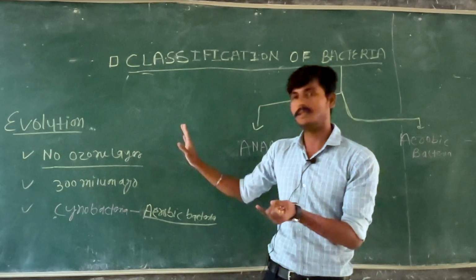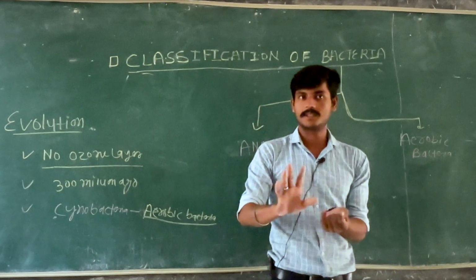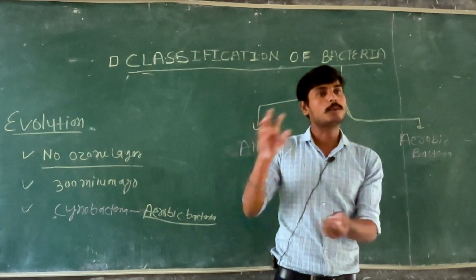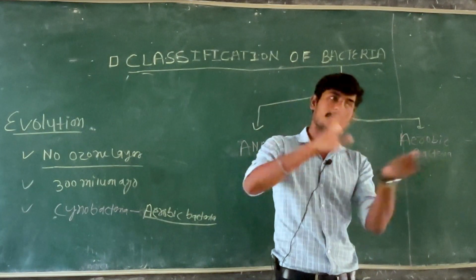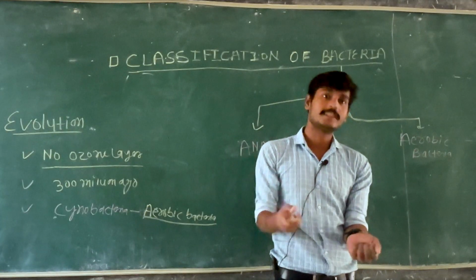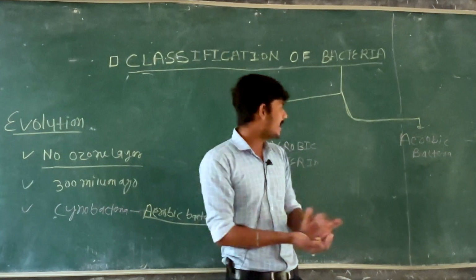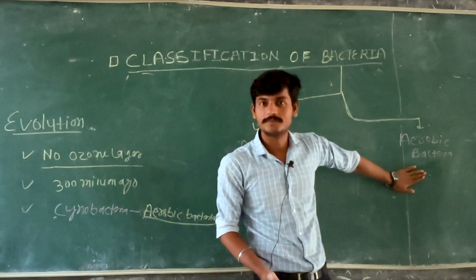Like suppose there is a person, okay? There is one person, and we say that he is a good person. So what do you think, does he always remain good in life? There must be a dark side. The same thing happens with the aerobic bacteria too.